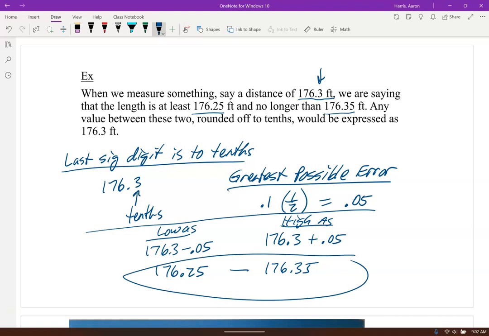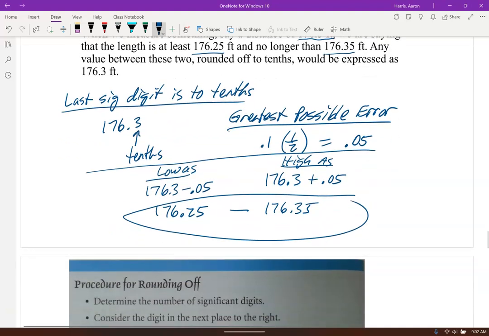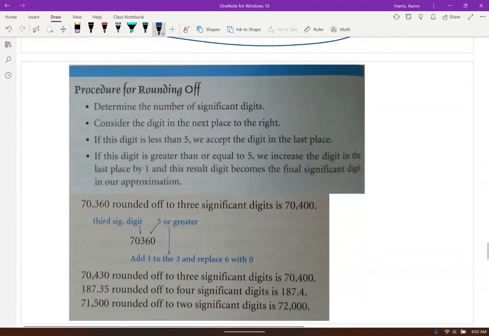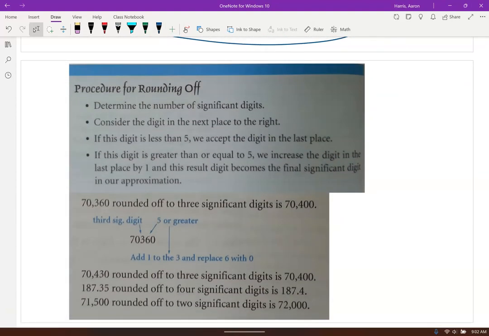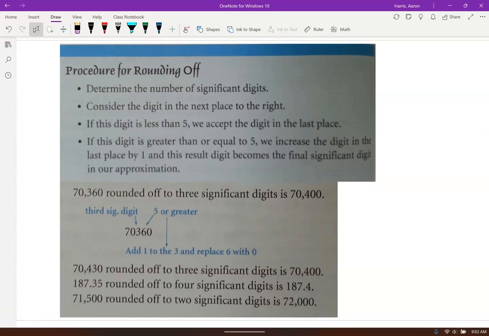So that's called our greatest possible error. There's another way to say that. We'd be as low as that or as high as that. Okay. Now, rounding off. Well, this is not your classic rounding off thing that you're thinking of. This is rounding off based on number of significant digits. Okay. So what you do is, number one, you determine the number of significant digits.